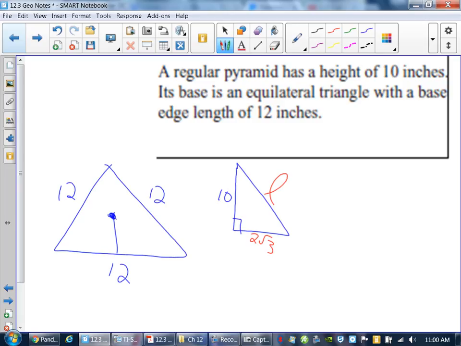So going back to figure out that slant height, that's why I redrew that triangle to begin with. Because I knew that if I found my apothem, I've got one leg of the triangle. I know the vertical height's the other leg. Pythagorean theorem. 10 squared is 100. The quantity 2 root 3 squared is 12. That makes that slant height the square root of 112, or 4 root 7, I believe.